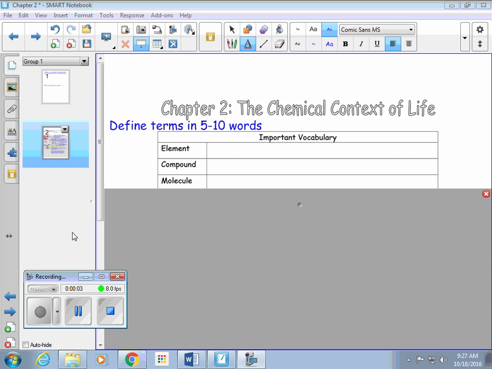We're going to kick off the biochemistry unit with some homework tonight, focusing on bonding and shapes of molecules. Before we get started, I'd like you to define these three terms by using your textbook. We'll follow the same procedure as always, and I want you to define them in 5 to 10 words.